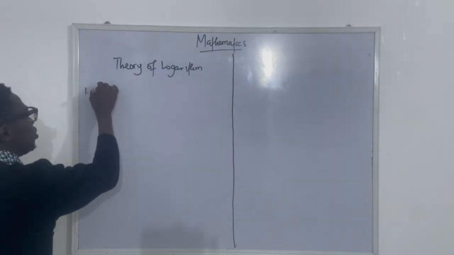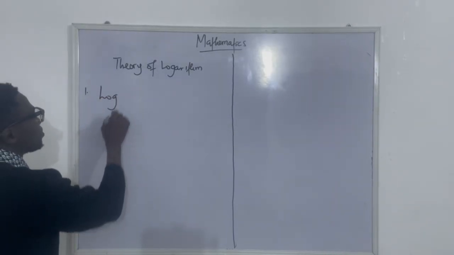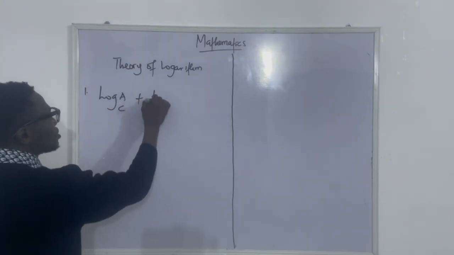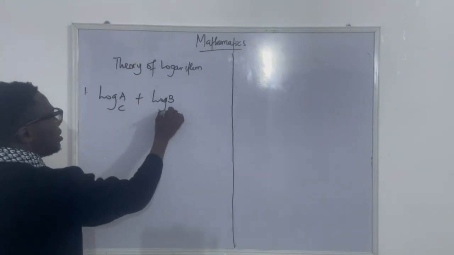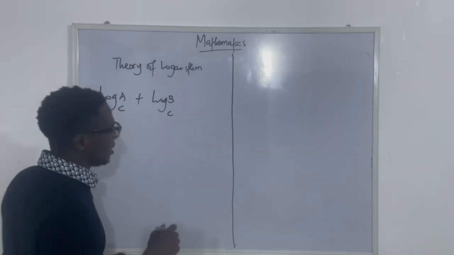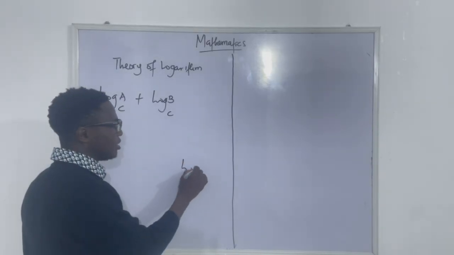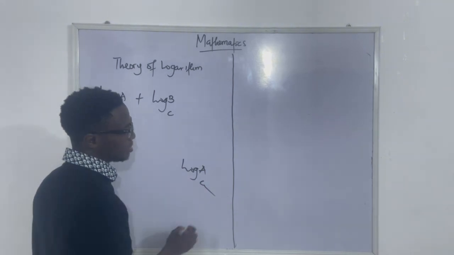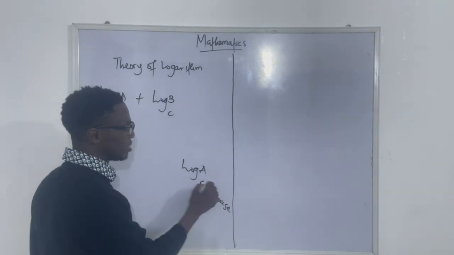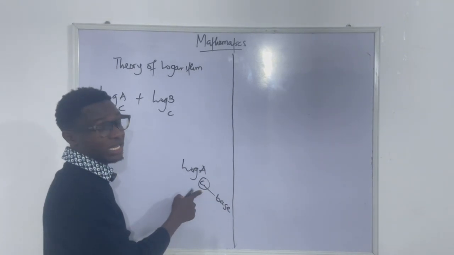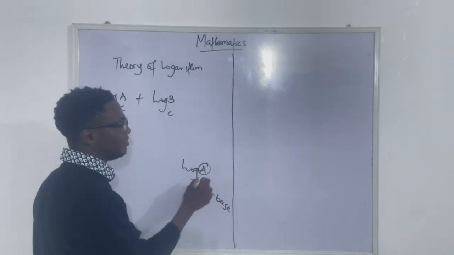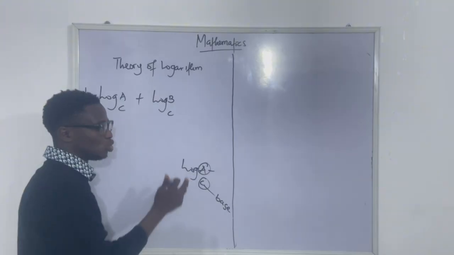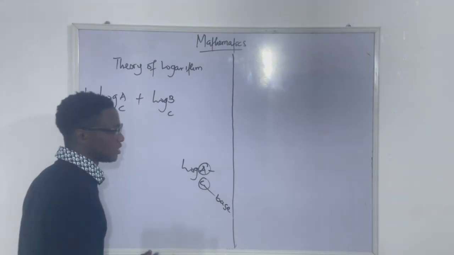So let's go. Log A base C plus log B base C. Before that, let me explain something. Whenever you have this, it shows that this is the base in which the log is being expressed. And whenever you have this, it shows that this is the number whose log you want to actually find.